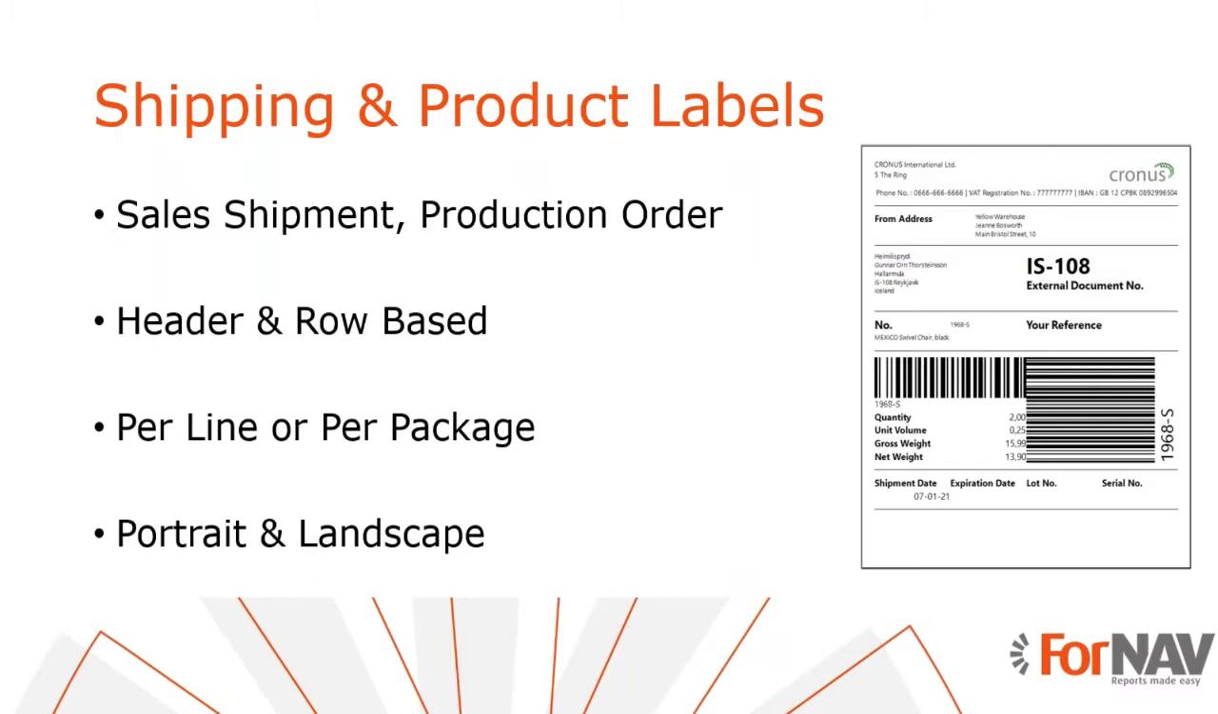And what you typically do as a VAR, if you get requirements for shipping labels, is you take the requirements of your customer and then you go into your memory and then you say, okay, in which other implementation did I do something similar? And then it would be very nice if you can just apply the layout from one project to another project. So what we did from a design perspective was we decided to say, okay, let's make a generic table, which is called the ForNAV label table. And on top of this generic table, we're going to create a label that you can just plug into any part of the NAV application. And out of the box, we plugged it into the sales shipment and the production order.